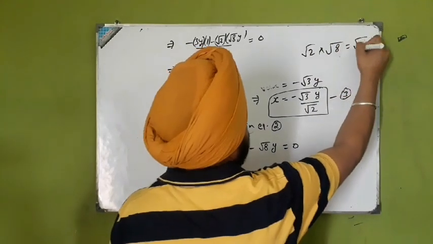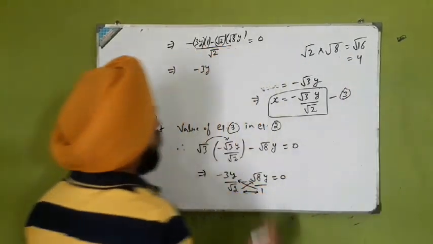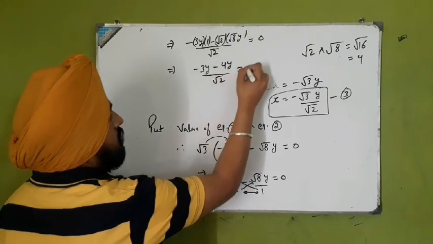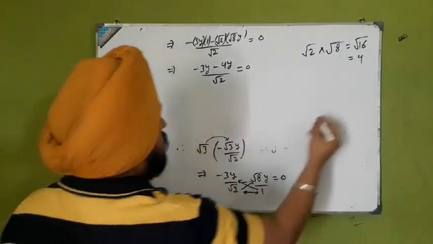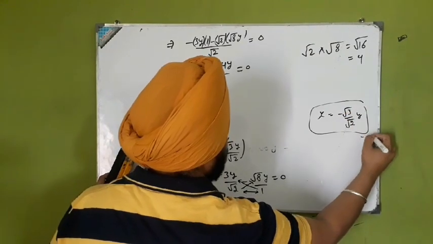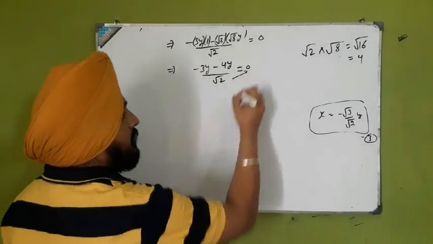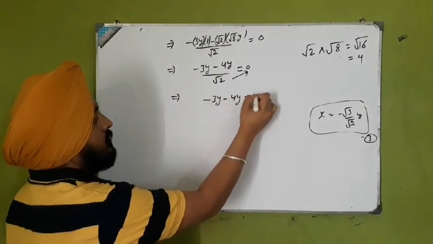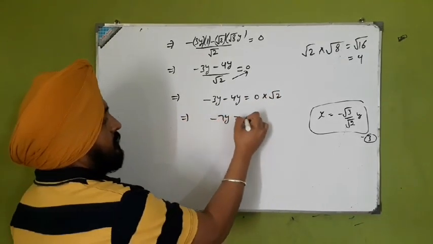It implies minus 3y minus root 2 multiplied by root 8, which gives you root 16, and we know the value of root 16 is equal to 4. So we can write it as minus 3y minus 4y, and the root 2 multiplied with 0 on the right hand side is 0. Minus 7y is equal to 0.